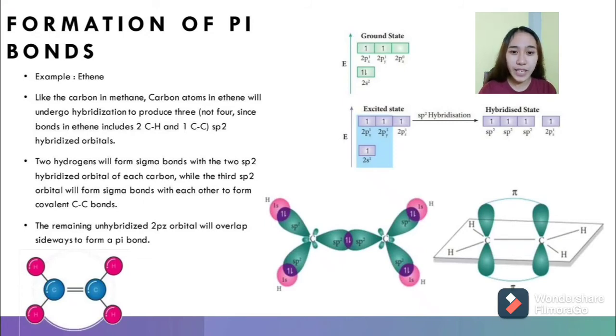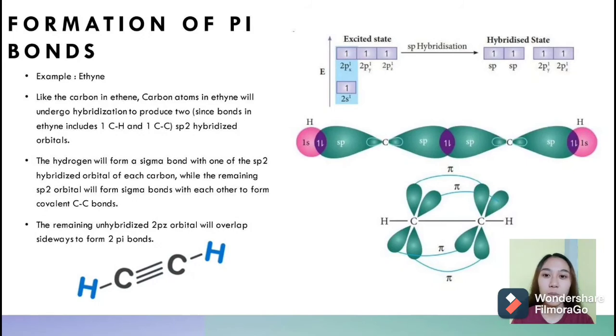Now, what happens to the 2pz unpaired valence electron? This 2pz unpaired valence electron will overlap sideways and interact with one another in order to form the pi bond. This pi bond will then be our double bond. So now we can have our ethene, which has a carbon attached to 2 hydrogen atoms and a double bond on the carbon-carbon atoms. So we have discussed the double bond formation in ethene, and now we will discuss the triple bond formation in ethyne. So in ethyne, we have 2 hydrogen atoms and 2 carbon atoms attached together.